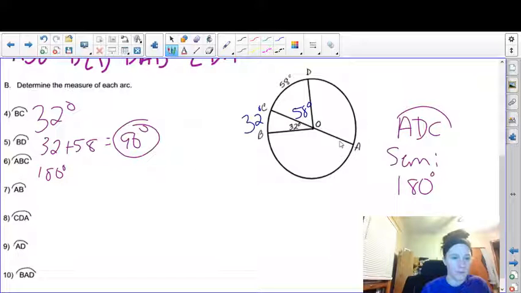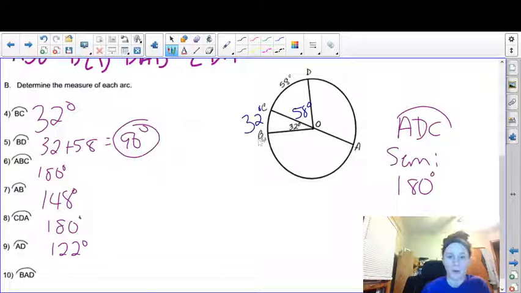B to A, or A to B. Well, if A to B to C, that whole piece is 180, and this little chunk is 32, I'm going to take 180 minus 32, which is going to give me 148. Then it wants to know C to D to A, which again is that semicircle, asking for A to D. So again, we know this big guy is the semicircle, so it's 180 degrees. I have this little piece of 58, so 180 minus 58, which is going to give me 122.